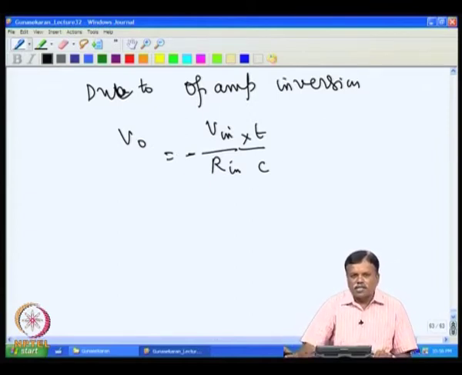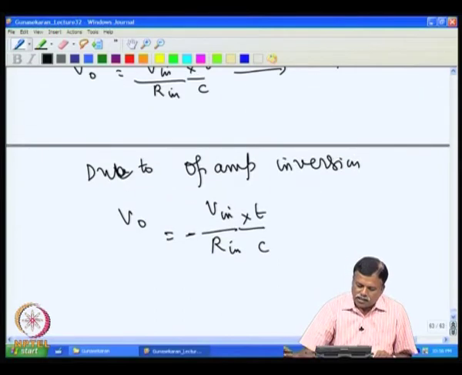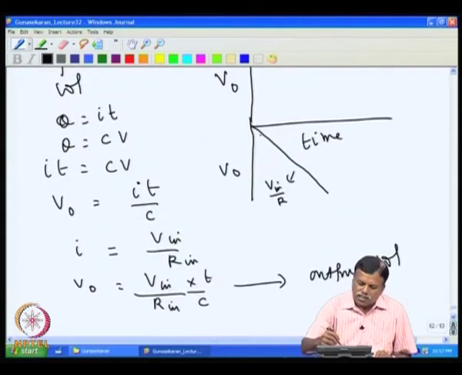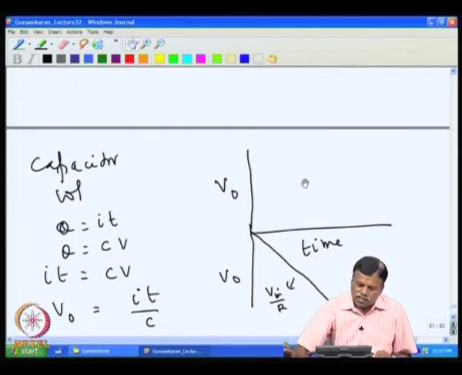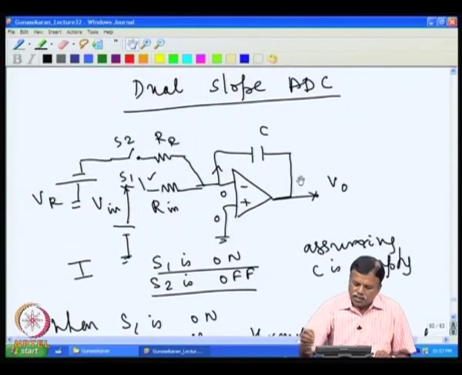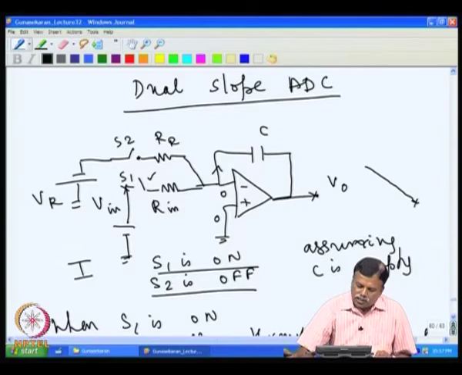Now, what does it signify? If I have an input voltage and I make the switch S1 on for some time, then I see that the output voltage increases with time, the output of the op amp increases with time. So, essentially, if you look at our circuit, when S1 is on, the output voltage slowly increases towards the minus side, and it continues for a time.